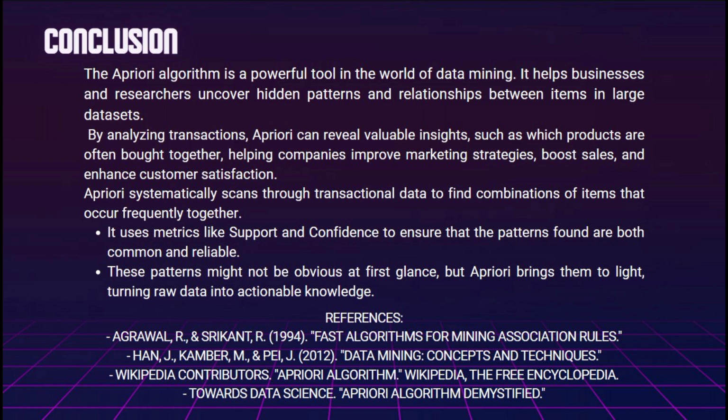Apriori systematically scans through transactional data to find combinations of items that occur frequently together. It uses metrics like support, confidence, and lift to ensure that the patterns found are both common and reliable. These patterns might not be obvious at first glance, but Apriori brings them to light, turning raw data into actionable knowledge.